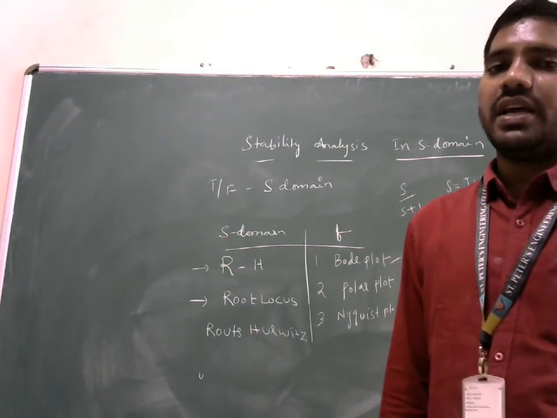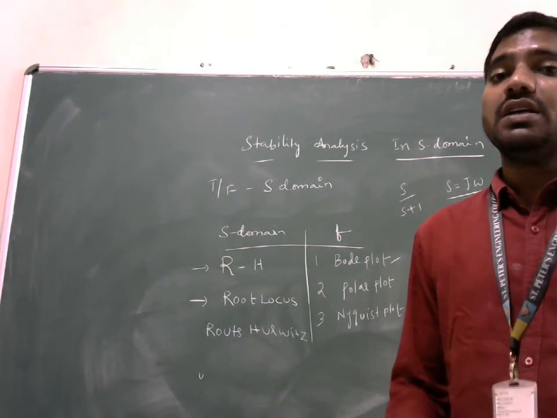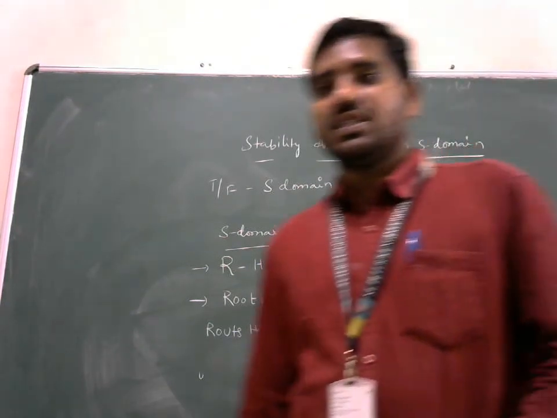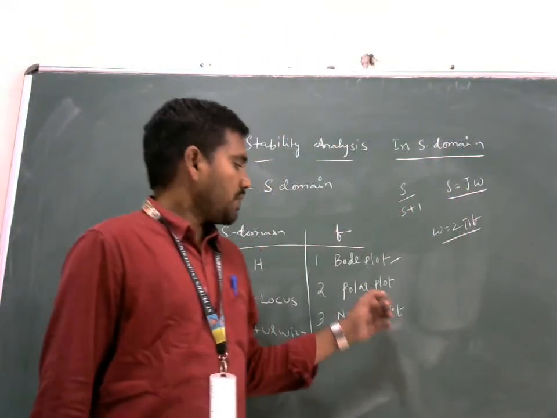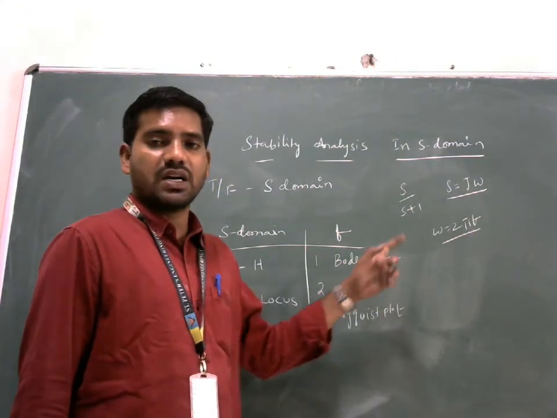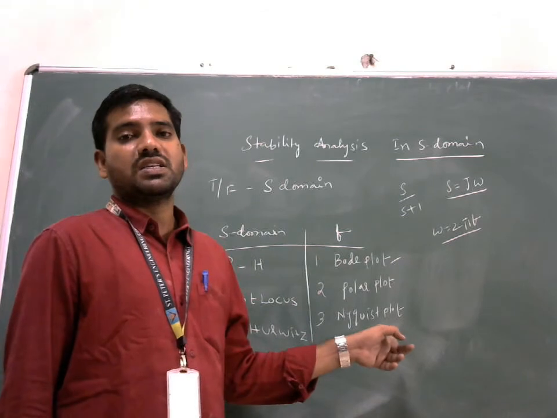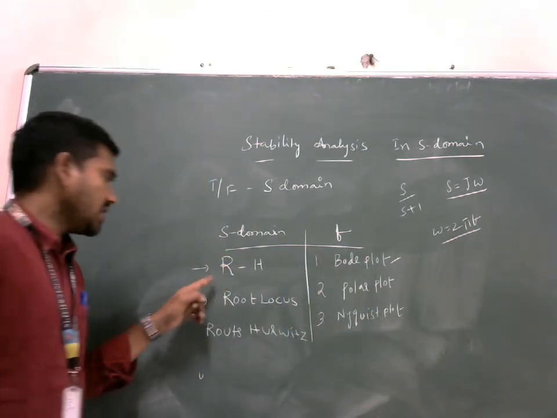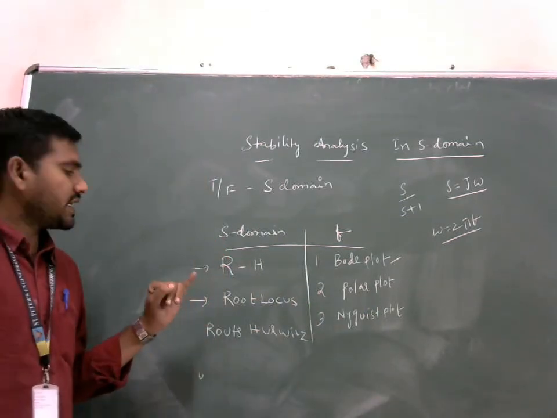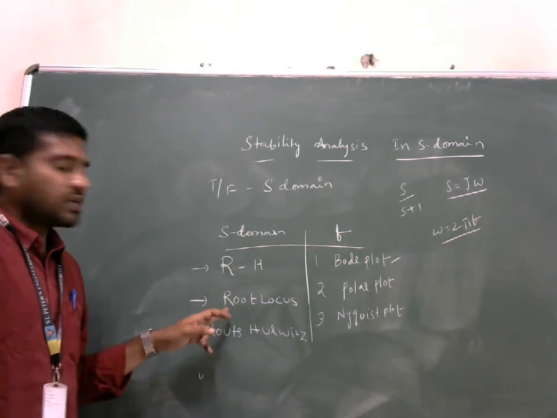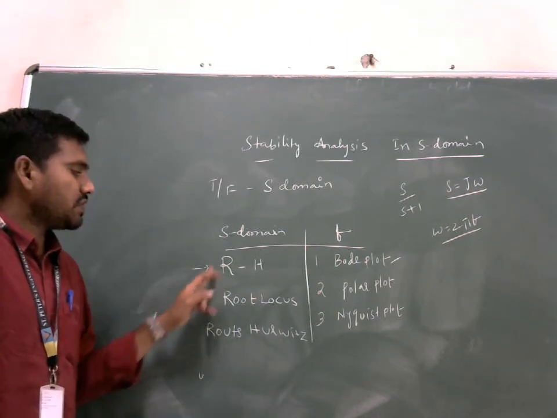What is a resonant frequency? What is a cutoff frequency? What is meant by a Bode plot? What is a polar plot? What is a Nyquist plot? All of these we are going to discuss with respect to F, which is nothing but frequency. The Routh-Hurwitz criteria and root locus, we are going to explain with respect to the S domain.